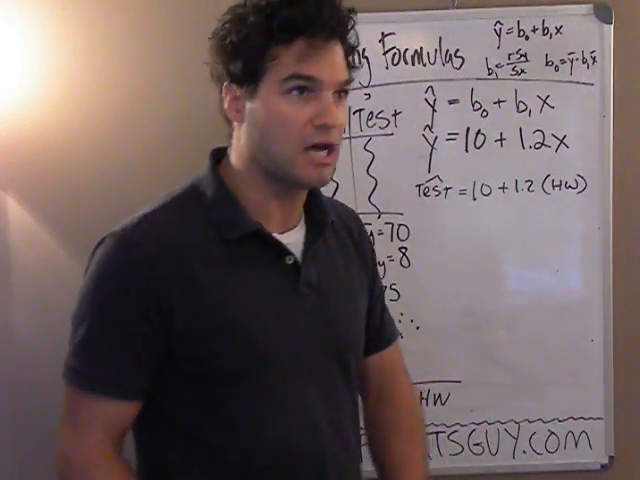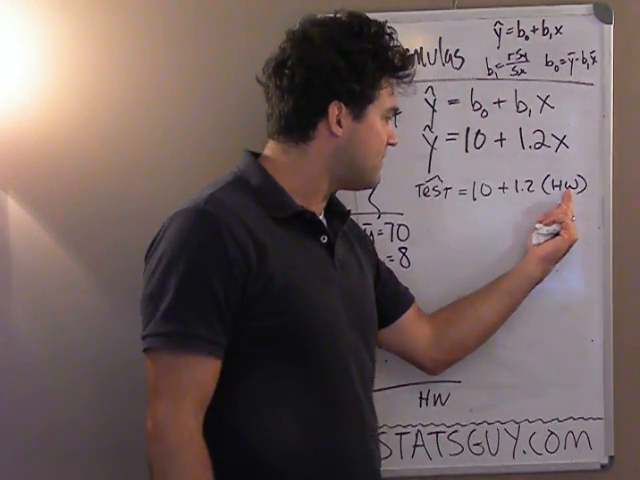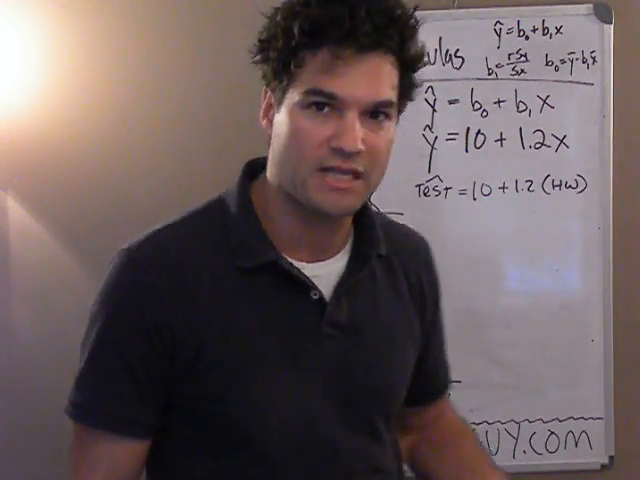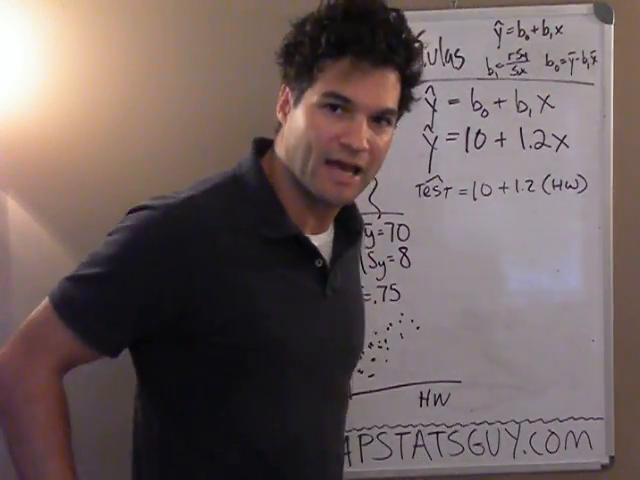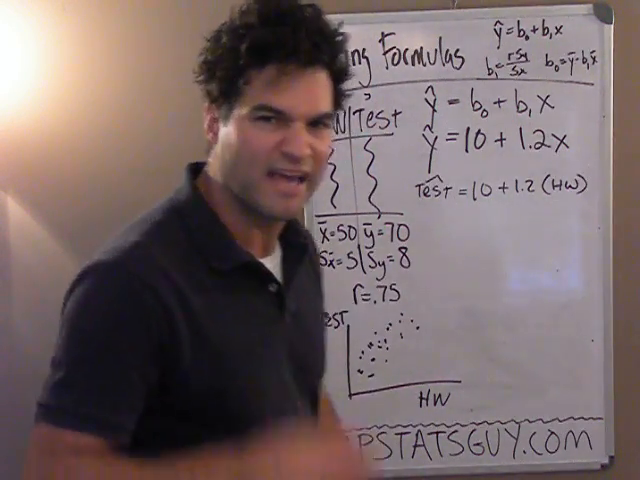So someone who gets a 75 on homework, I'll put a 75 here and I'll just type in 10 plus 1.2 times 75. It'll make a prediction for test. So that's what's nice about this little guy here. But let's look at what our r sy over sx thing means.